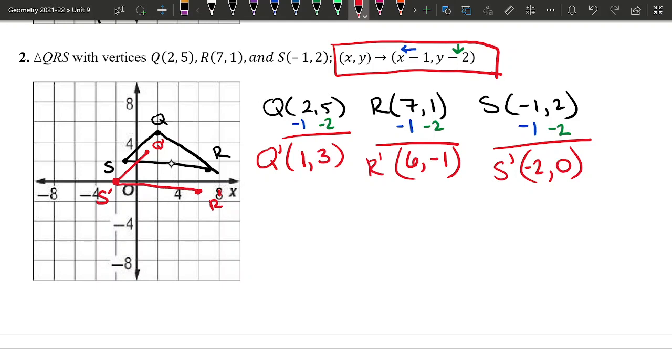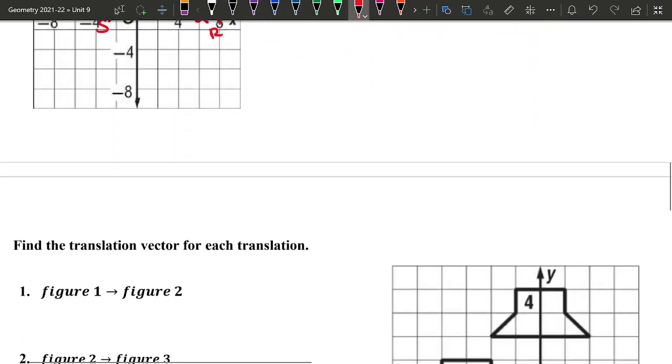So again, I have the same shape. It's just been shifted down and to the left. This is a translation. Just make sure every point changes in the same amount. And then on the back I have some other examples that are a little different.